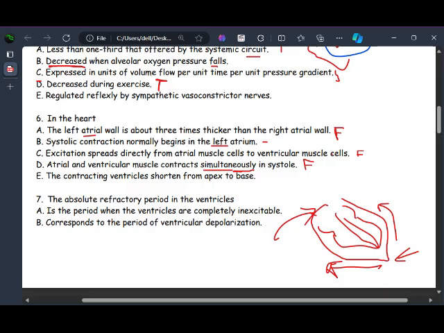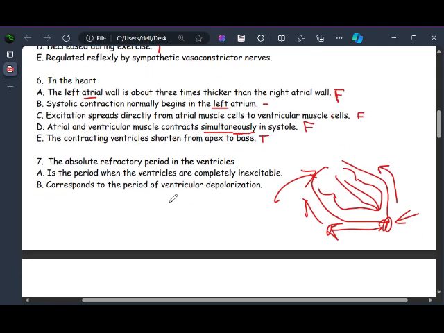At the apex, which is this area, it's not really shortening, but it's going to be moving towards the base. The heart will be moving towards the base, which is there. So that is what is being described in this statement. So that is the true statement in this case. All right, so move on to question number 7.